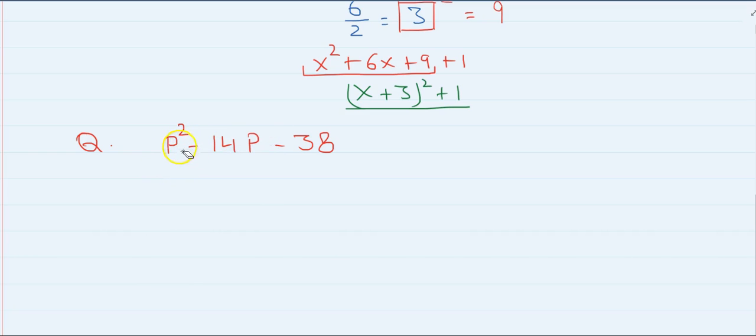Now let's say the expression is p square minus 14p minus 38. So we have p square minus 14p minus 38. 38 can be written in so many ways, but our key is 14. So as I told you, divide 14 by 2, that is 7, and the square of 7 is 49. So we need 49 here, and we have 38 here. So the best way is minus 14p and plus 49.